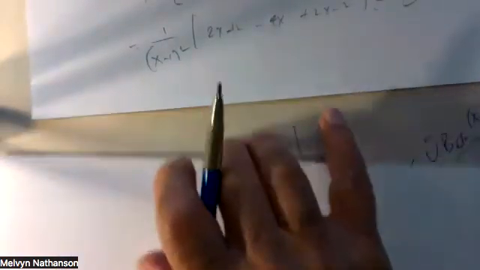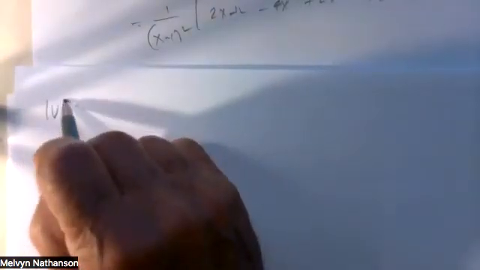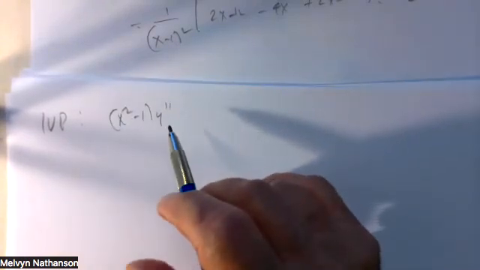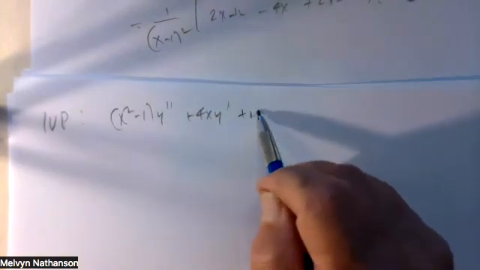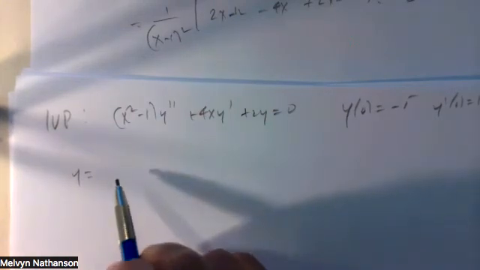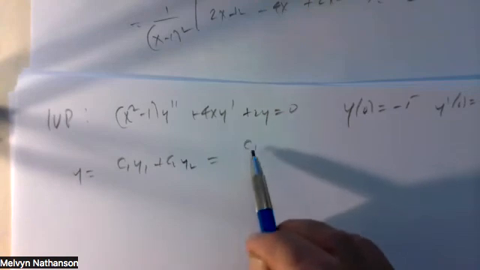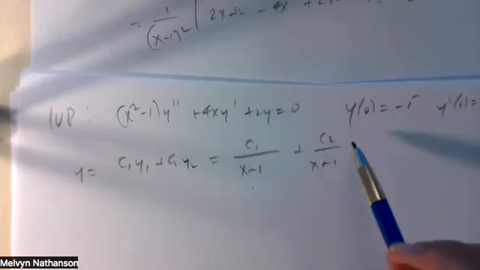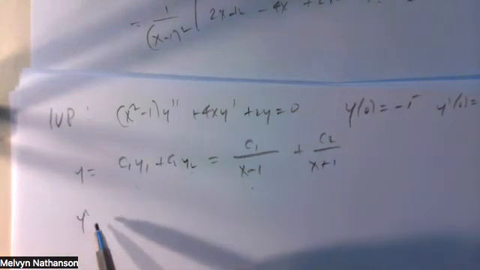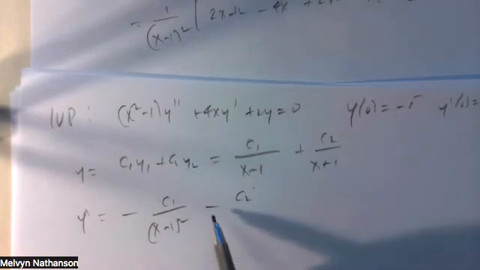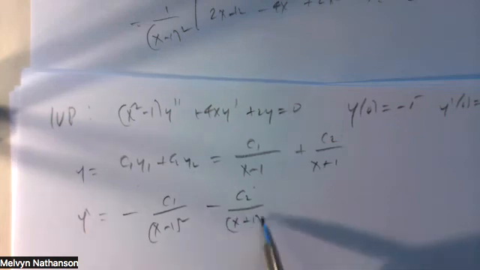So suppose we have the initial value problem for the differential equation x squared minus 1 y double prime plus 4xy prime plus 2y equals 0. We want the solution where y of 0 is minus 5, y prime of 0 is 1. So y is going to be some linear combination, c1y1 plus c2y2. That's c1 over x minus 1 plus c2 over x plus 1, because y1 is 1 over x minus 1 and y2 is 1 over x plus 1. And then if I differentiate, y prime is minus c1 over x minus 1 squared minus c2 over x plus 1 squared.